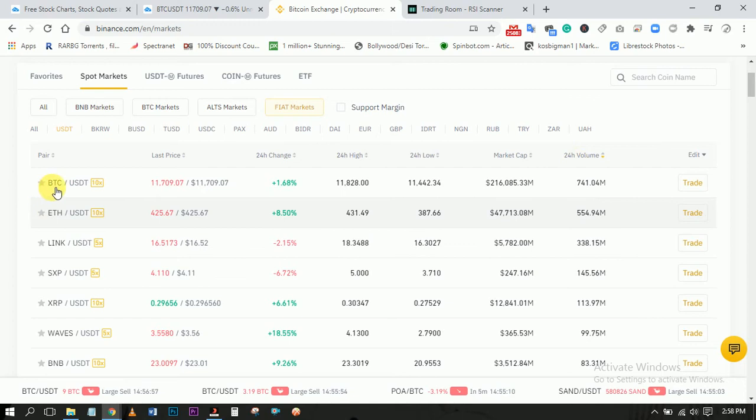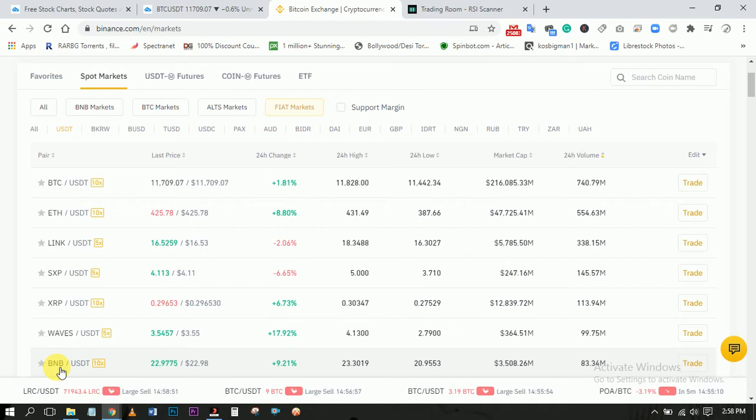Like this now, this is BTC against the USDT. That's Bitcoin against USDT, Ethereum against USDT, Link against USDT, like that. XRP is Ripple, that's Ripple against the USDT. And we have Waves. BNB is the Binance coin. That's the Binance platform's own coin, so you can also trade other cryptocurrencies against their own coin. If you check here, you can see BNB markets.